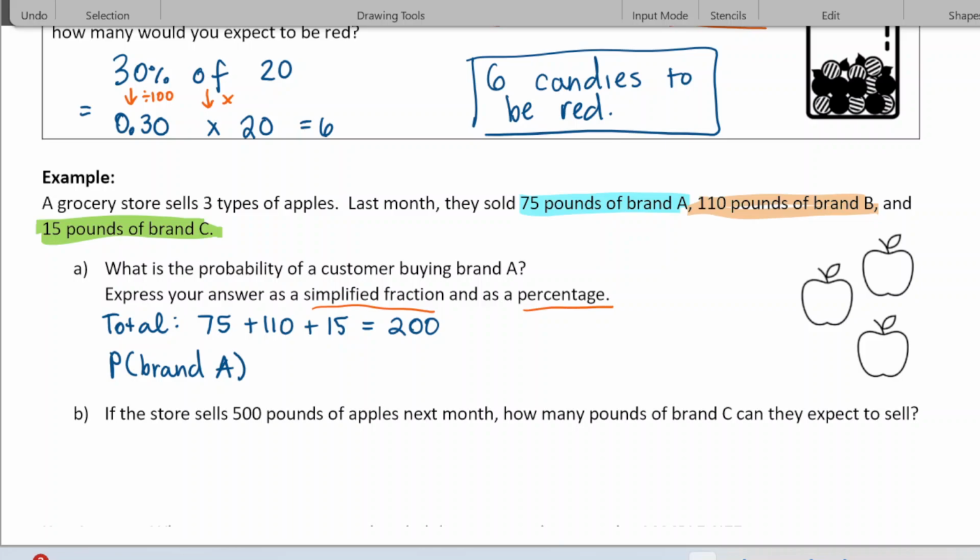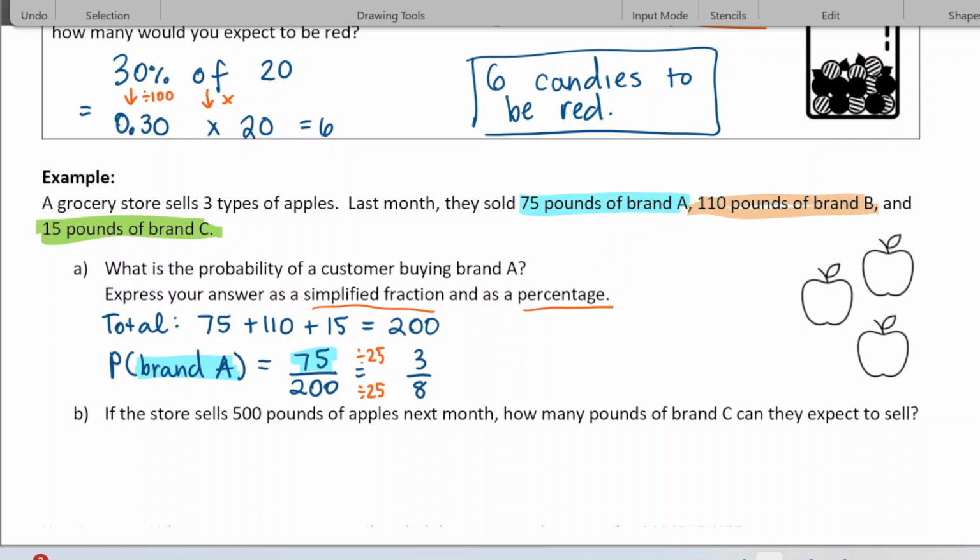Okay, so the probability that a customer buys brand A, and for short, we just use a big P here when we're talking about probability, and we're talking about brand A here. So that's why I put brand A in the brackets. So this says in words, the probability of brand A being chosen is going to be 75 out of 200. That's because 75 pounds out of the total were brand A. So we're going to reduce that just by dividing by 25 here, because both numbers can be divided by 25. We get 3 out of 8.